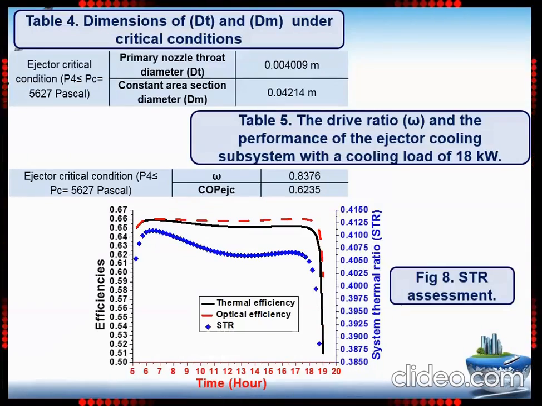Table 4. Dimensions of DT and DM under critical conditions. Table 5. The drive ratio and the performance of the ejector cooling subsystem with a cooling load of 18 kW. Figure 8. Assessment of system thermal ratio.